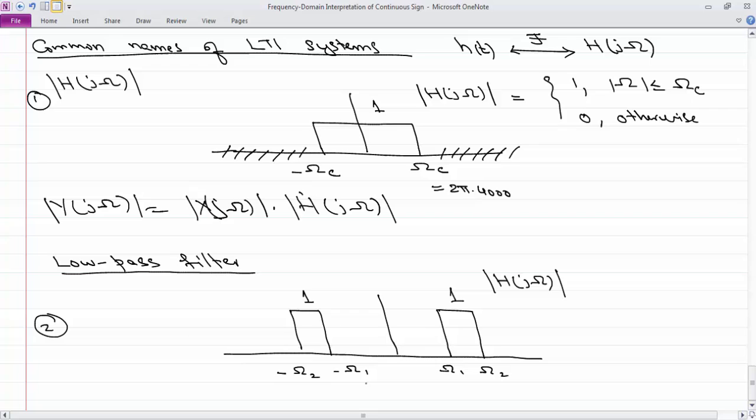This filter, for example, omega 1 could be 1 kilohertz, and omega 2 could be, let's take it to be 4 kilohertz. So this is saying it will let all the frequencies between 1 kilohertz and 4 kilohertz pass and kill off all the rest of the frequencies. This type of filter is called a band pass filter. So a filter which lets frequencies in a band pass and lets the other frequencies go to 0.